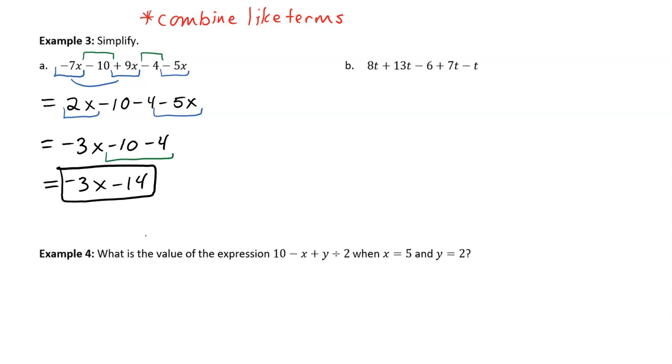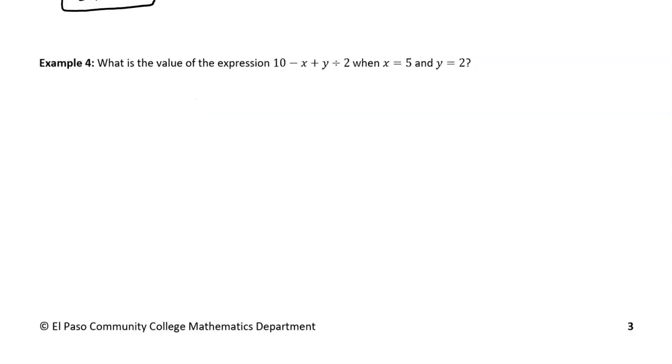Let's try this example 4 down here. Example 4. What is the value of the expression 10 minus x plus y divided by 2 when x equals 5 and y equals 2? So they're telling us right off the bat, we have an expression. So we don't have an equal sign on the other side. We're not solving for anything. We are trying to find the value.